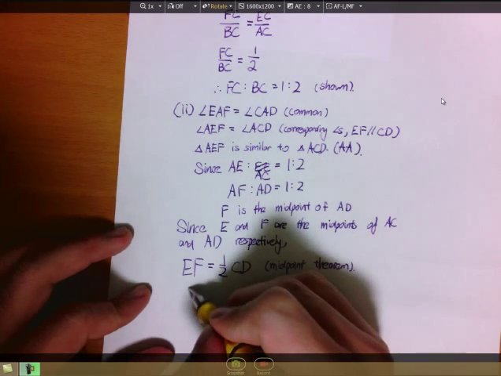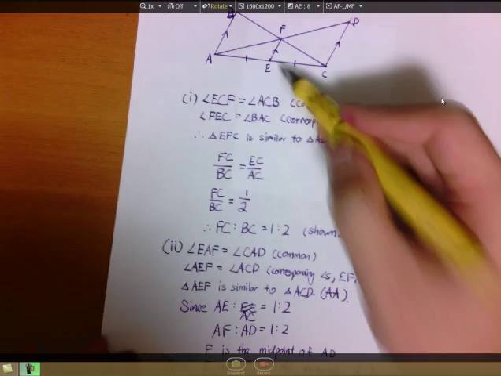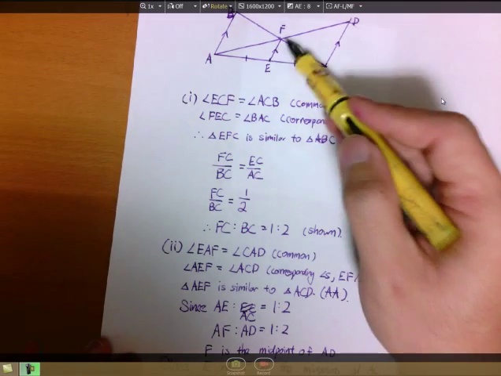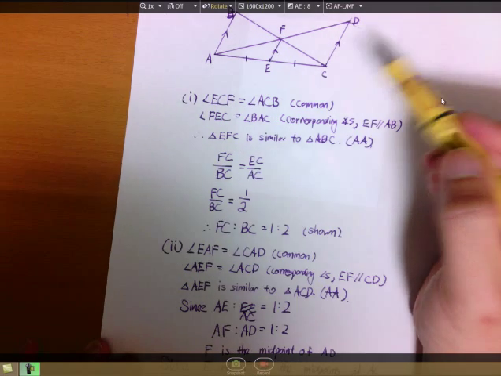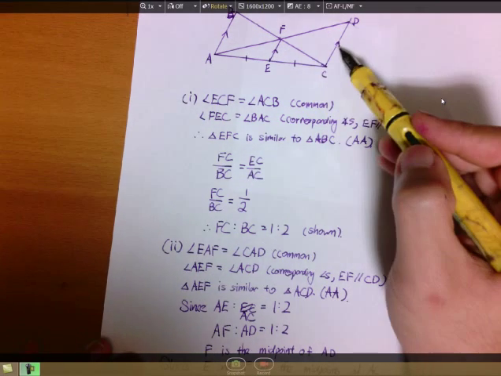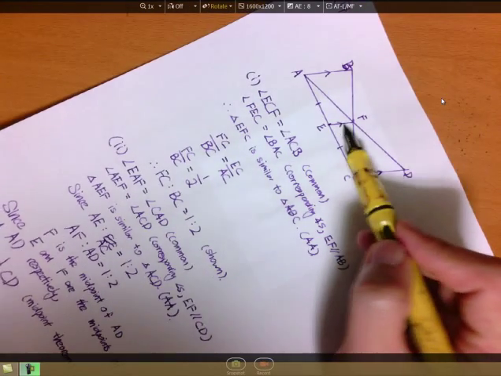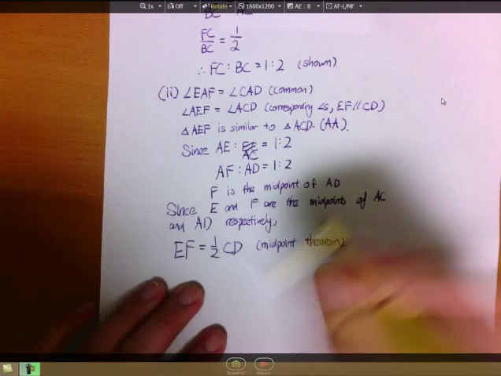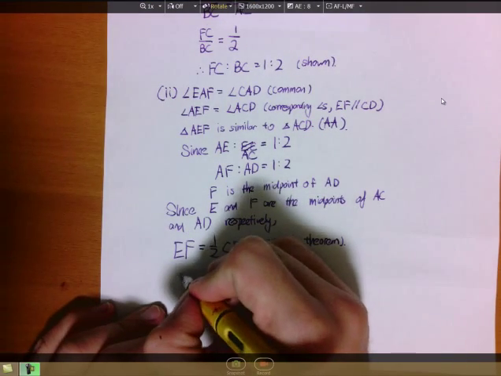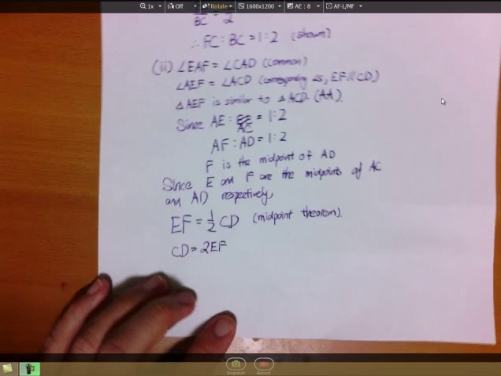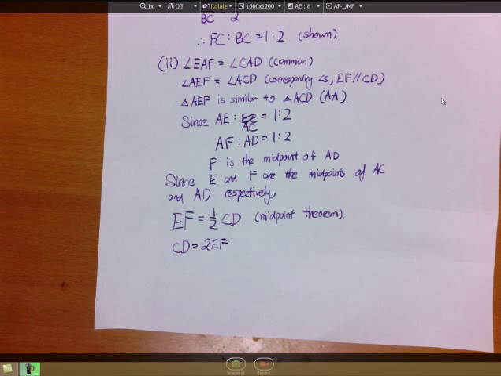So I repeat, E is the midpoint of AC, F is the midpoint of AD. So these two are midpoints. By midpoint theorem, EF is half of CD. If you can't see this, just rotate the paper. Then I conclude that CD is 2 times EF. Simple algebra here, we just multiply both sides by 2.